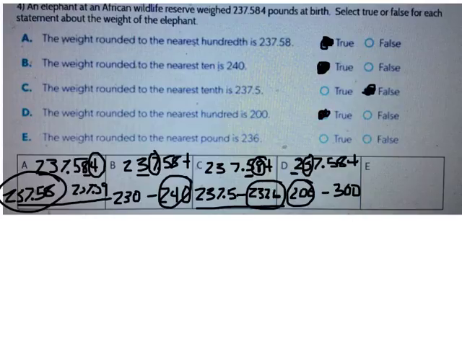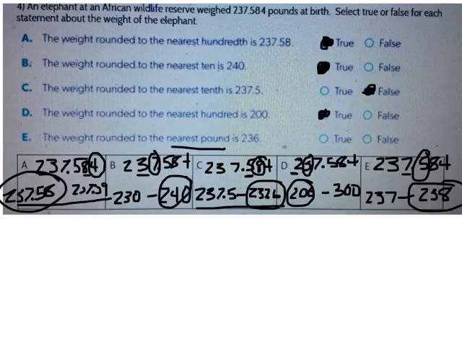Try the last one. The weight rounded to the nearest pound is 236. That just means the nearest whole number. That's false. It would be 238.